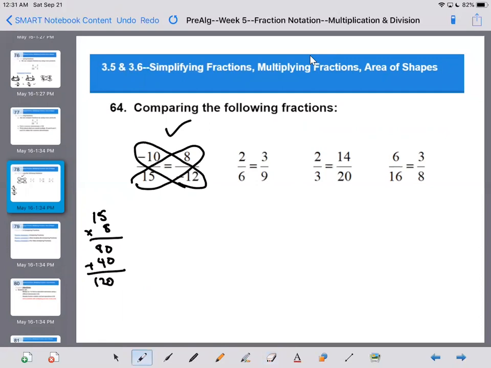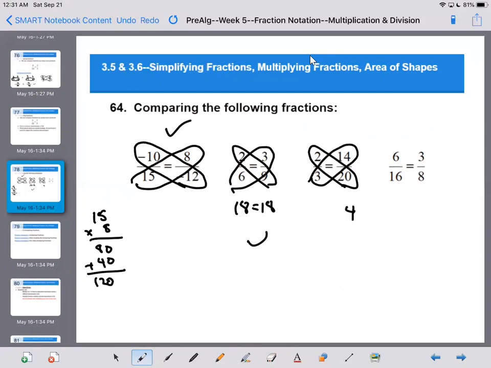Next, 9 times 2 is 18. 6 times 3 is 18. 18 equals 18. Check. 2 times 20 is 40. 3 times 14 would be 30 and 12, which is 42, and they are not equal. 8 times 6 is 48. 16 times 3 is 48. So yes, those would work.